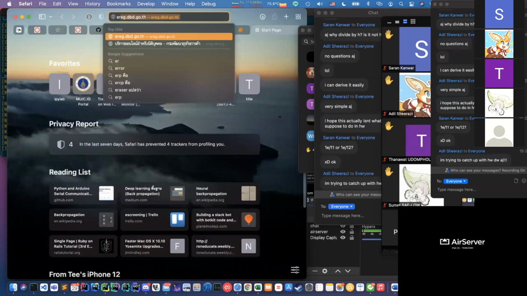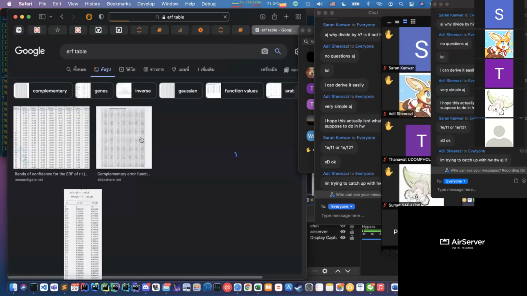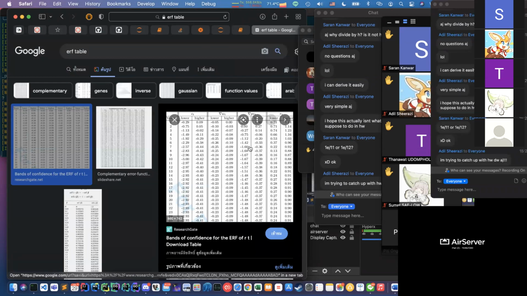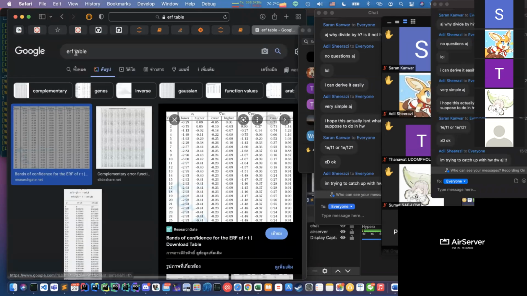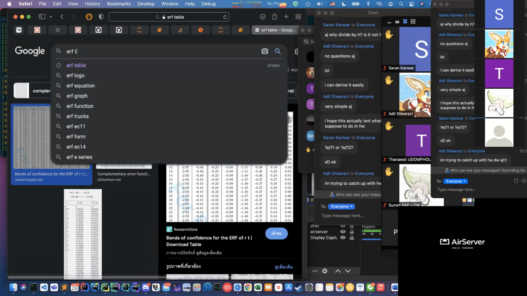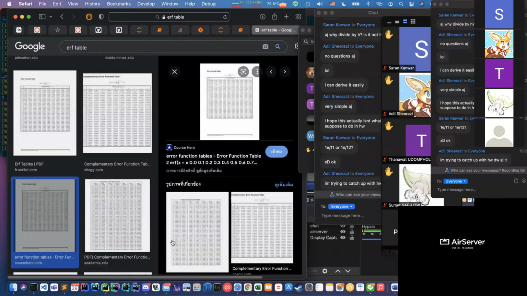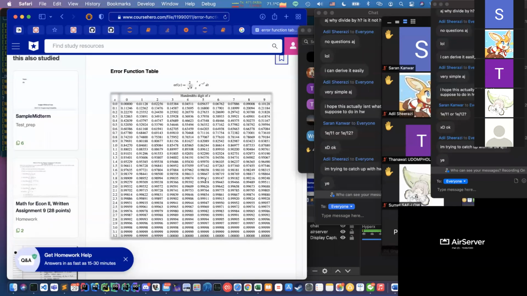So just look at the ERF table. This is the z-score table that you learn in statistics. But here, now you're gonna figure out how to get this table. You know what I'm talking about, right? For those of you who have taken statistics already. You're gonna figure out how to get this table.